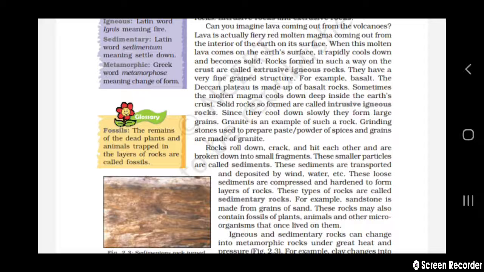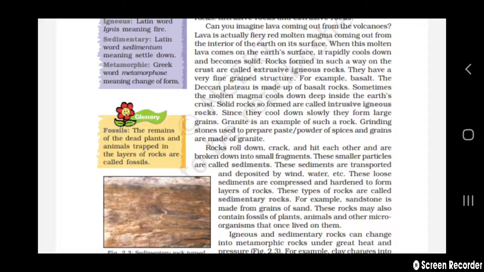When it cools down deep inside the earth's crust, the rocks that are formed there are called intrusive igneous rocks. Since they cool down slowly, they form large grains. Granite is an example of such a rock.